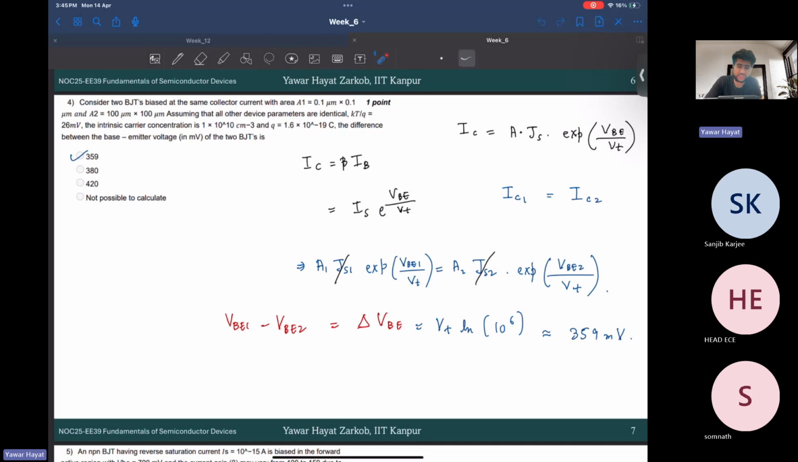So now consider two BJTs that are biased at the same collector current with area A1. Okay, tell me one thing.